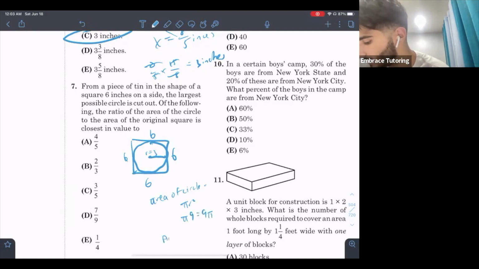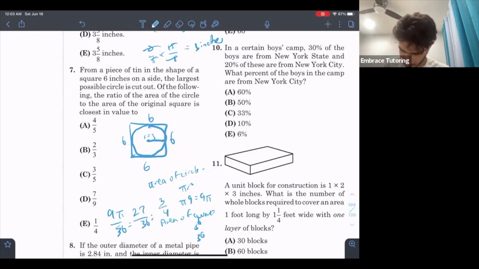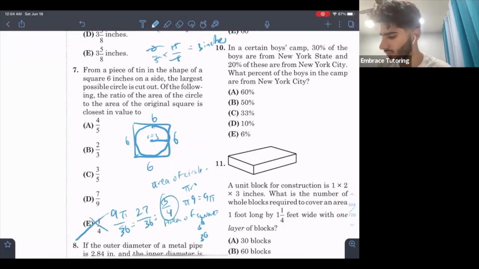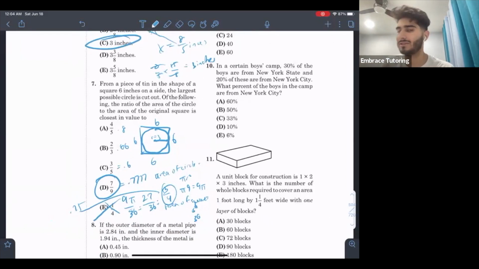And then area of the square, 6 squared, would be 36. 9 pi over 36 is about 27 over 36, divided by 9, you get 3/4. This is not exact, it's asking for the closest, which is 0.75. This is equal to 0.7777. This is 0.6, this is 0.66, this is 0.8. This is 0.7, and this is 0.7777, or 7/9, which is closest to the 3/4 value, so choice D is our answer for 7.